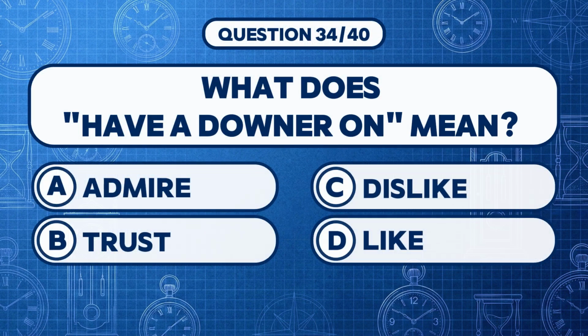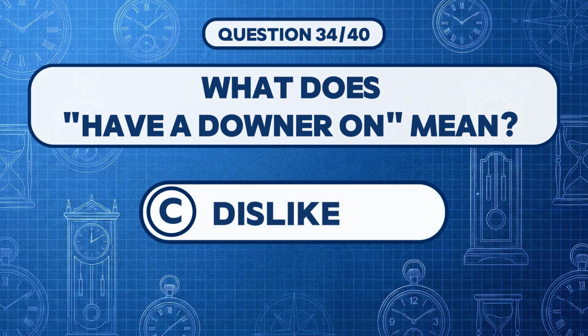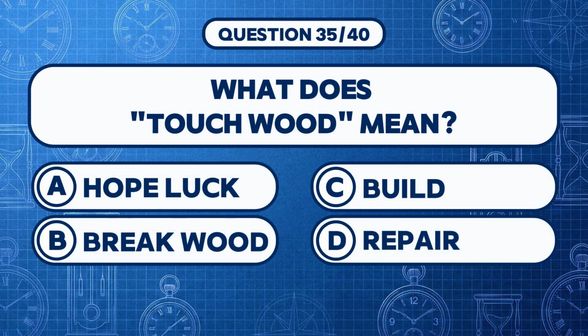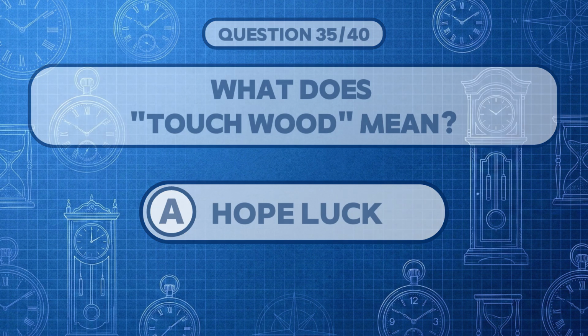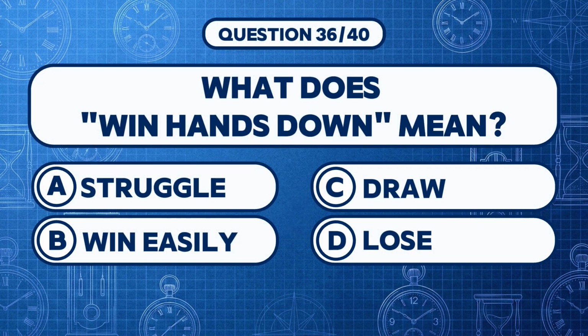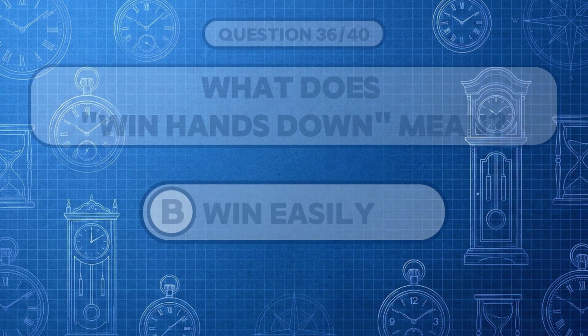What does have a downer on mean? Answer C, dislike. What does touch wood mean? Answer A, hope luck. What does win hands down mean? Answer B, win easily. Almost done.